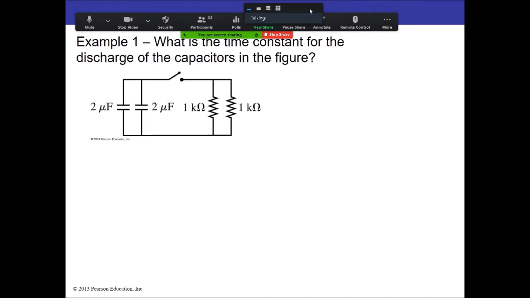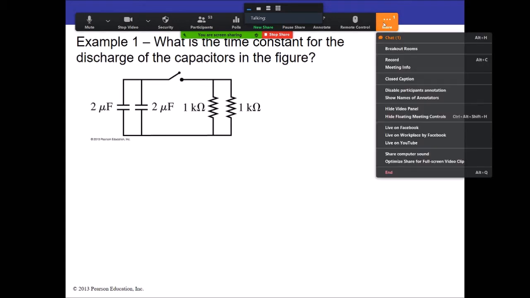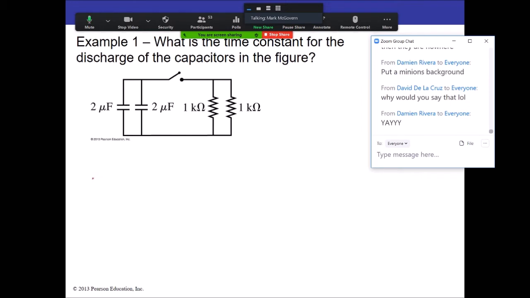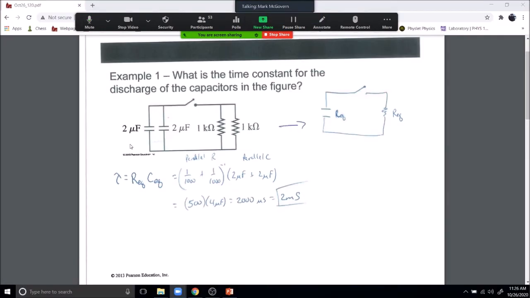Okay, fantastic. Let's do a problem. We want to know what the time constant is for the capacitors and the resistors here. So this is a combination problem. We got parallel capacitors, right? The capacitors are in parallel.